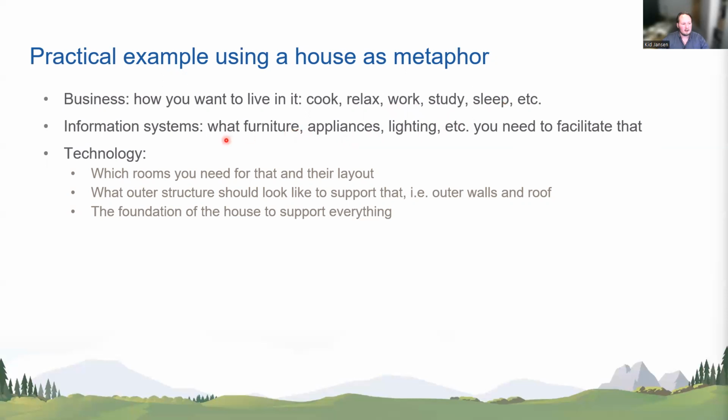Then the functional perspective, the CX UX perspective, which in TOGAF is information systems, would be what do you need to support those business processes, those things you want to do in the house or with the house. So it means you need furniture, you need lighting. For the kitchen, you need appliances. You need rooms, and then you get to the technology architecture. Rooms are actually part of the technology architecture.